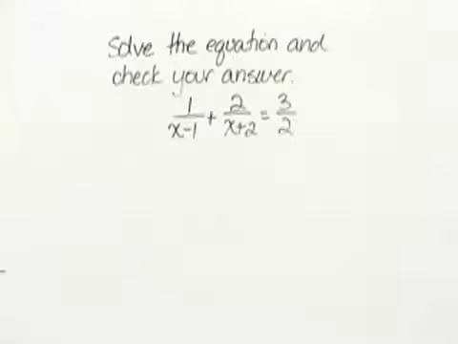Solve the equation and check your answer. 1 over x minus 1 plus 2 over x plus 2 equals 3/2.